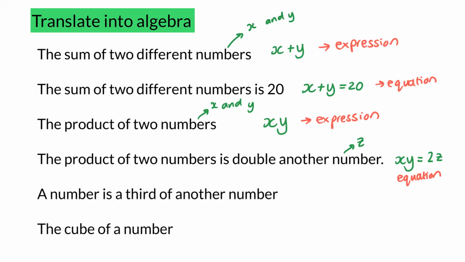The second last sentence says the number is a third of another number. So let's make my first number x and my other number y. So the number is a third of y. Or another way to describe that would be the number is y divided by 3. Both of those would be correct. And again, these are equations.